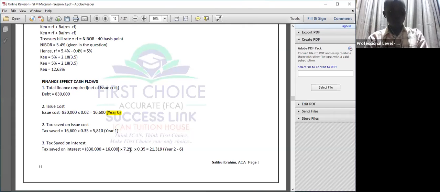Then what is our cost of debt? We're told that our cost of debt is NIBOR plus 180 basis points. And NIBOR is what? 5.4%. So I'm going to have 5.4% plus 1.8. And that is what gave me 7.2%.